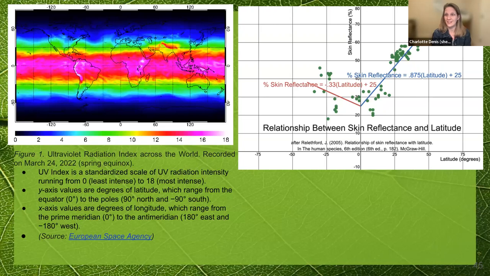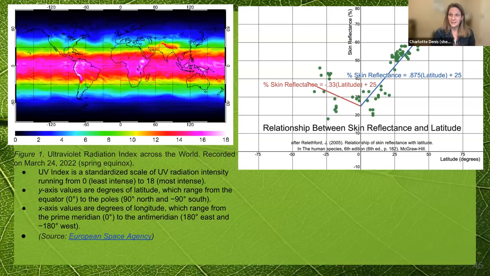I also learned that some of you who've been using this for a while may remember that the red and pink area on the original document actually was shifted to the north because the picture was taken after the spring equinox. So we now have it on our to-do list to make sure that the map gets updated every year on the spring equinox so that the map shows ultraviolet radiation centered at the equator. Because that's the most logical way for students to think about that.